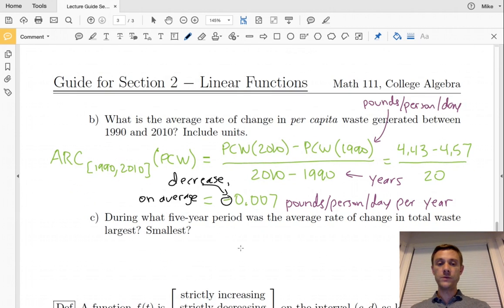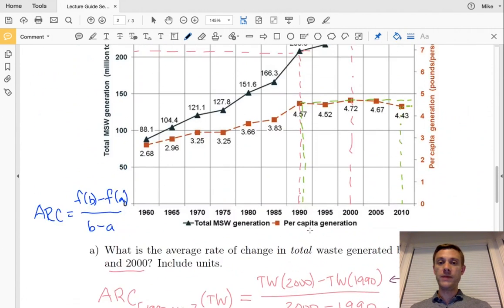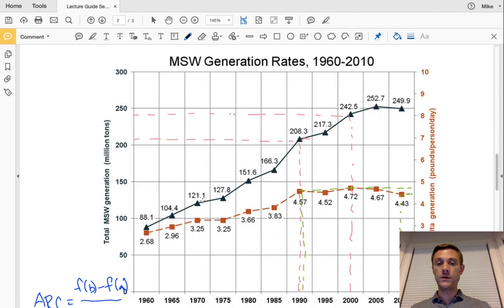Okay, so last question for this one. During what 5-year period was the average rate of change in total waste largest? When was it smallest? So going back to the first one, total waste, which was our triangles.